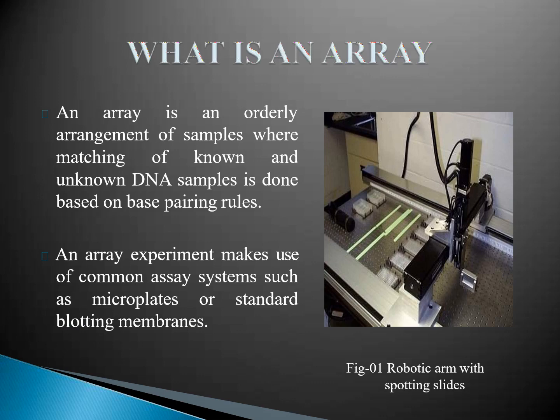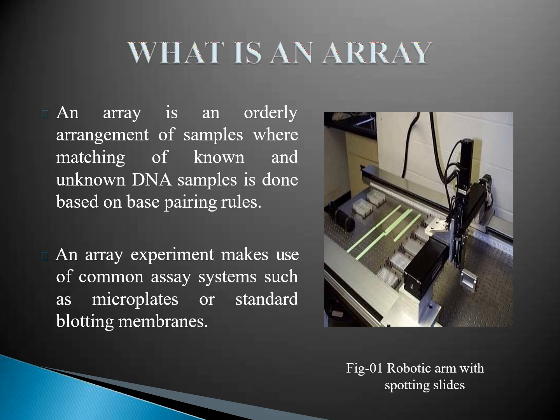What is an array? The meaning of array is orderly arrangement of objects or things. In case of DNA microarray, it is an orderly arrangement of samples where matching of known and unknown DNA sample is done based on the base pairing rule. The known DNA sample is the probe, which is coated on the glass slide, and the unknown DNA sample is the sample which is isolated from the cell and labeled with some kind of fluorescent or reporter dye. Then you hybridize this known and unknown DNA sample on the basis of the base pairing rule, and then you observe the results.